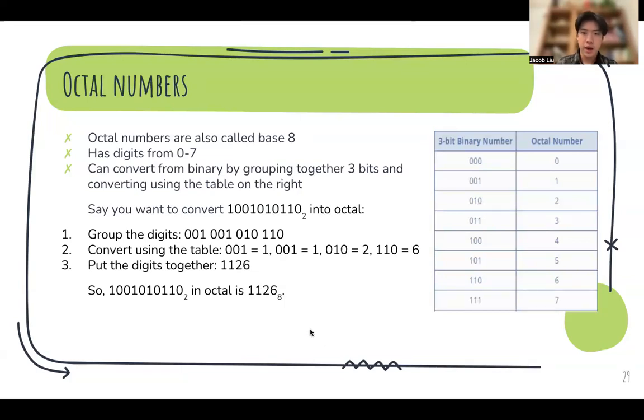Say you wanted to convert from octal to binary. You want to go the opposite way, right? If you wanted to convert 1126 into binary, you simply take each digit apart, write each digit as 3 bits, and then combine the binary bits together to get a binary number. Pretty simple.